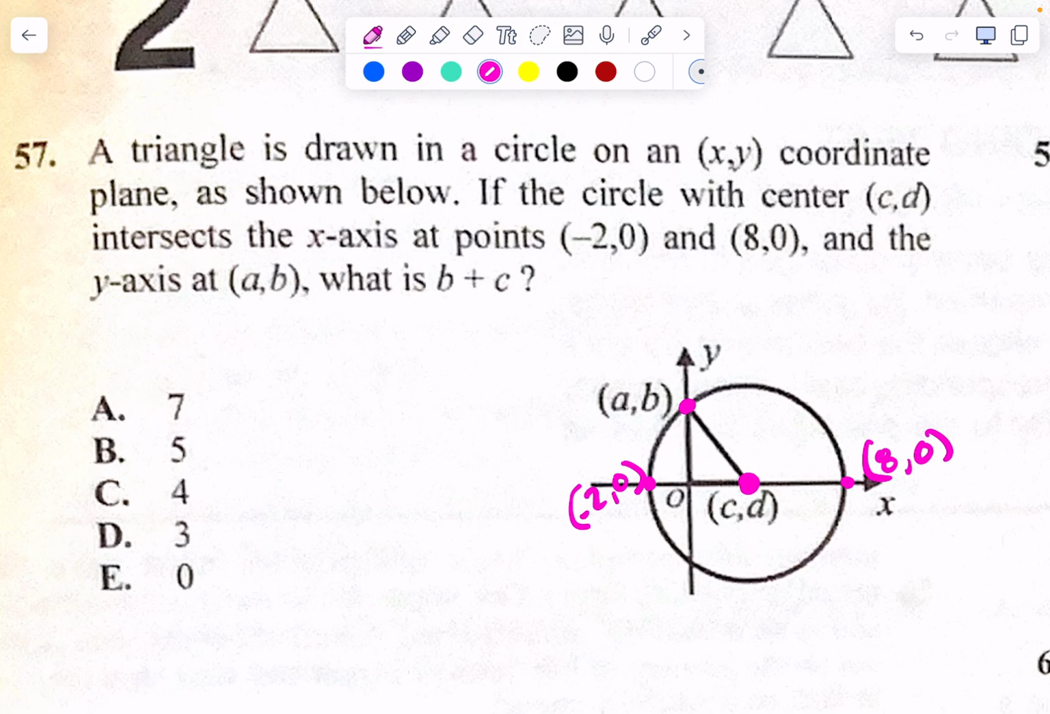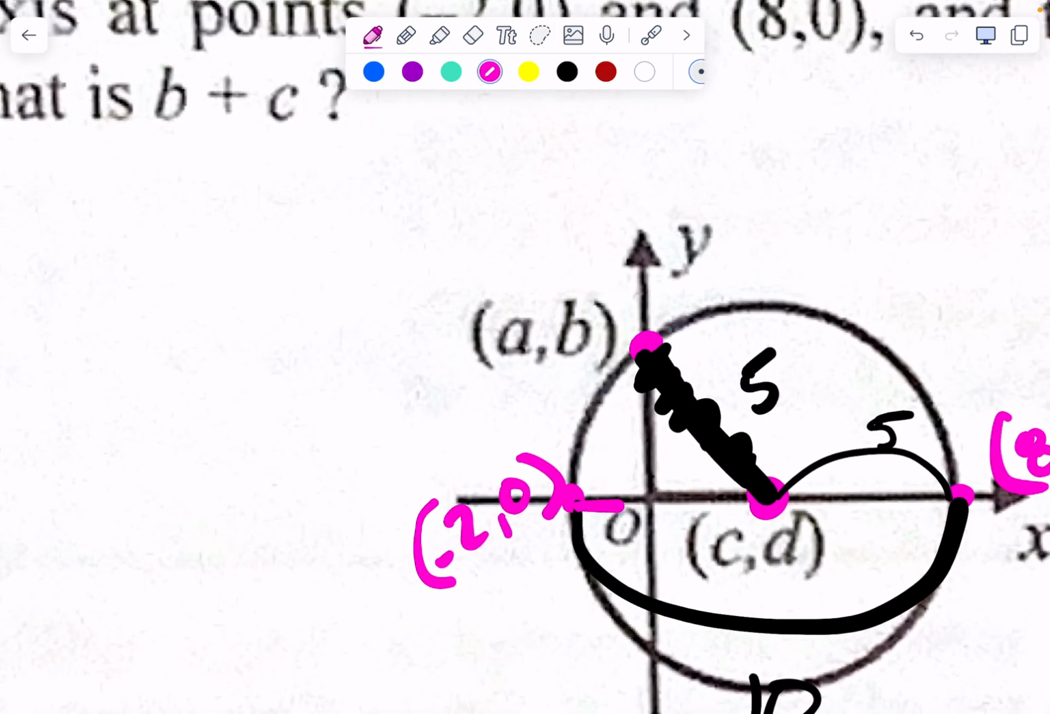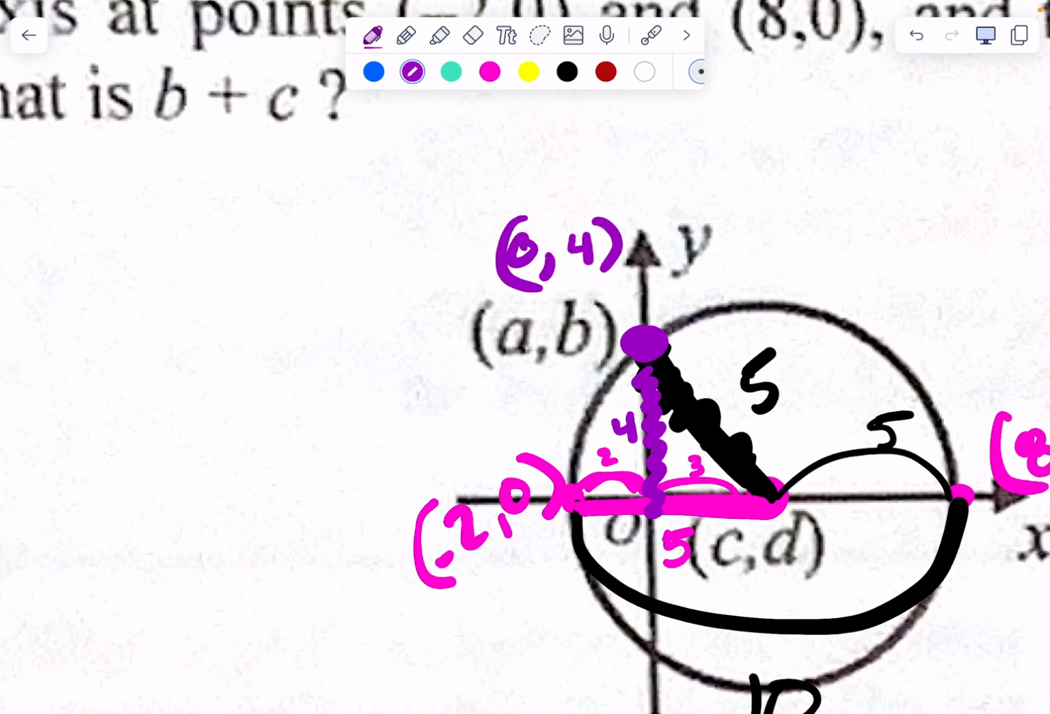Interesting. Okay. We got this. How far is it from here to here? 10. How far is the radius? 5. That means this right here is also 5. If this is 5 right here, and this is 2, then this right here is 3. So what's this height right here? 4. That's a 3, 4, 5 triangle, right? So this point right here, A, B, is 0, 4, because it's 4 units in the air.